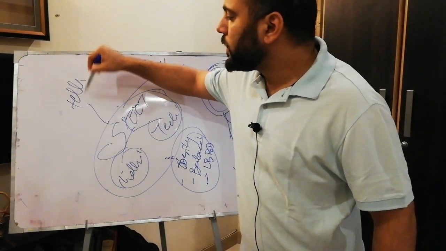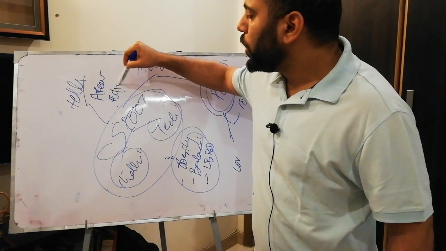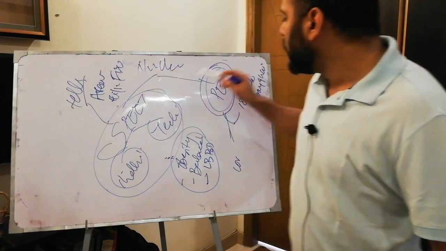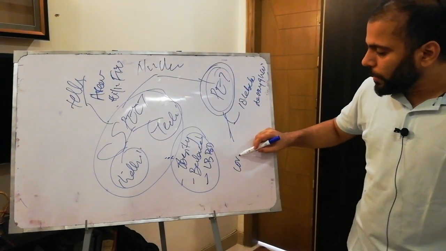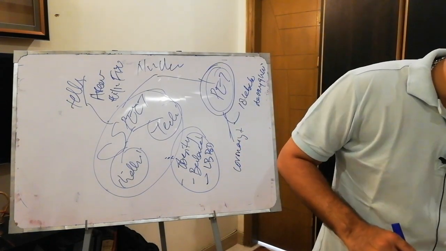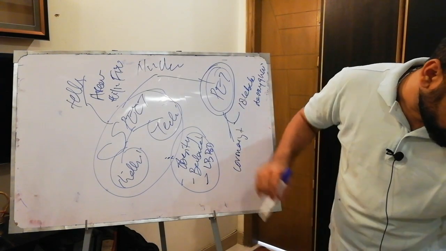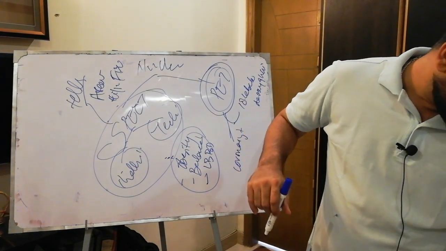SPECT tells us the areas which are in hibernation or fixed perfusion defects, but PET scan tells us about the coronary flow as well. We can actually assess the coronary flow in the PET scans.